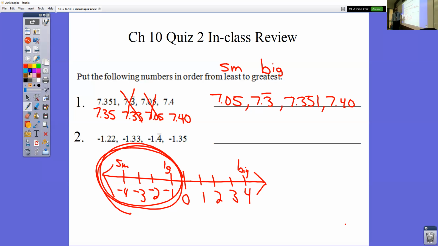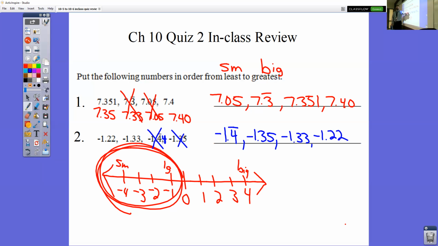So the only one that doesn't look like money already is this third one. 1.4 repeating would just have another 4 after it. So like -1.44. The one that is farthest away from zero on the number line, the most negative number, is this -1.4. The next biggest number would be -1.35. The next biggest number would be -1.33. And our biggest number there, the one that is closest to zero on the number line, would be -1.22.